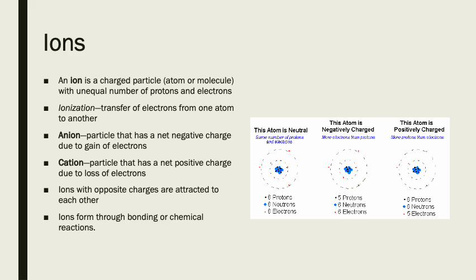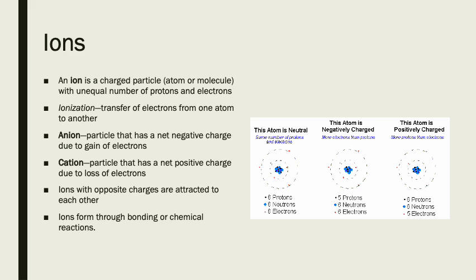So if we have a neutral atom that has 6 protons and 6 electrons, if we lose 1 electron, now we have 6 protons and 5 electrons. The higher numbered subatomic particle is going to win in the charge. So if I have 6 positives and 5 negatives, I have more of the positives. So it's going to become positively charged by the difference. So if there's 1 difference, it's going to be a +1 charge.